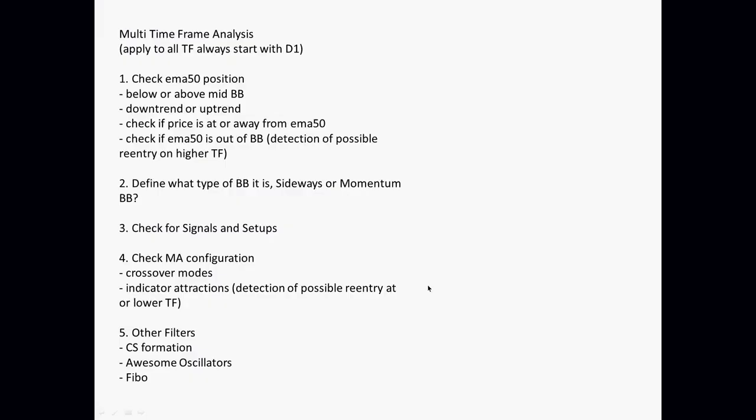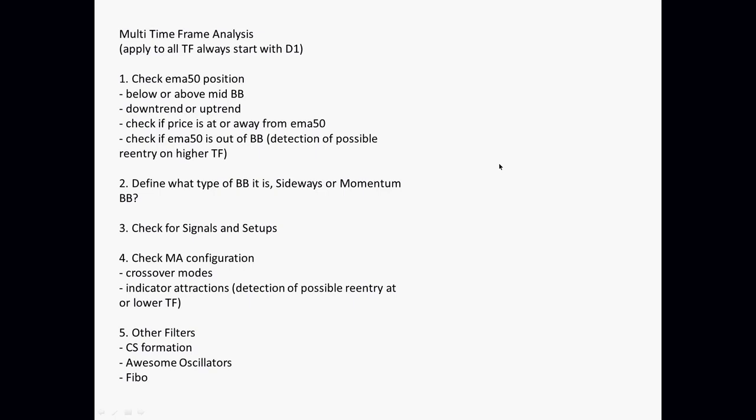So as you can see, multi-time frame analysis. This is my SOP. You don't have to follow it 100%. Basically, at some point you'll be able to make your own SOPs. What I do with my analysis is I start with D1 first, because I usually trade H4 and below. So I just would like to know what's happening on a daily basis.